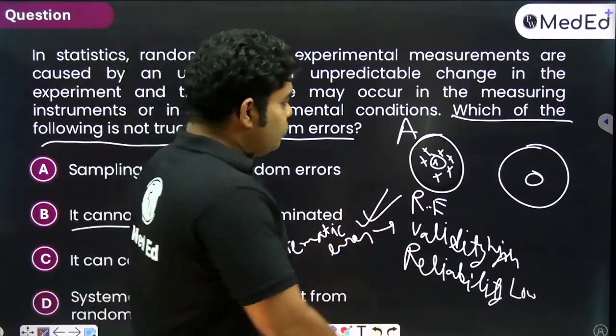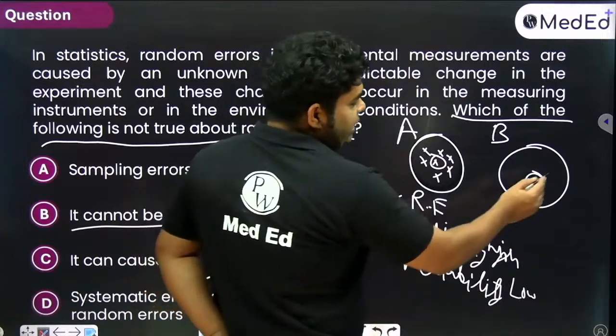Now suppose the second time someone is hitting the dart in such a way that every time it hits this point only.